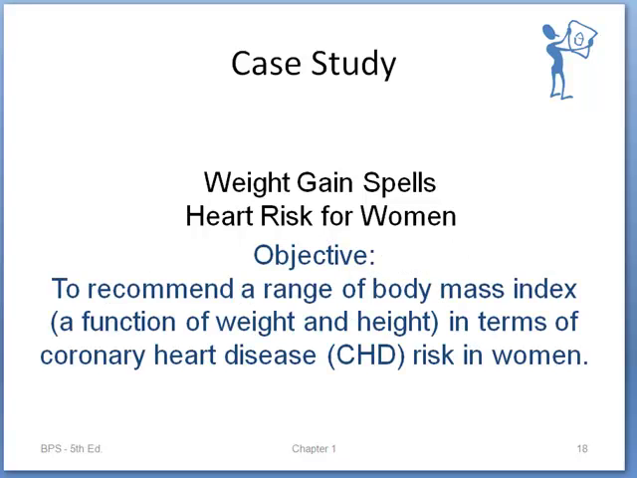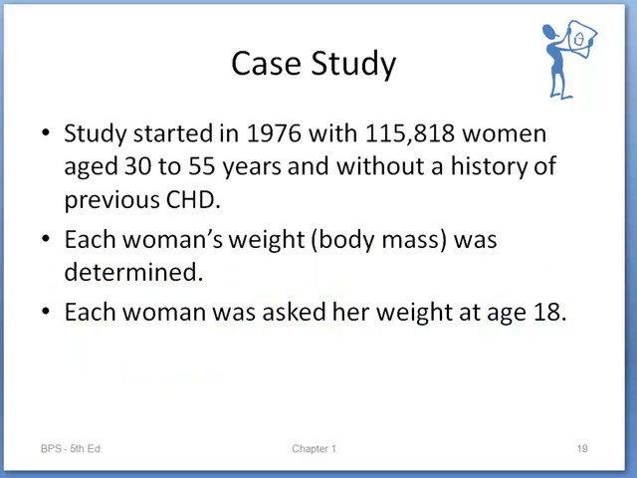Let's look at this other case study. Weight gain spells heart risk for women. The objective of this particular study was to recommend a range of body mass index in terms of coronary heart disease risk in women. The study started in 1976 with 115,818 women, aged 30 to 55 years without a history of coronary heart disease. Each woman's weight was determined, and each woman was asked her weight at age 18. Other questions were asked about whether or not they were smokers or non-smokers, and if there was any history of coronary heart disease in their family.